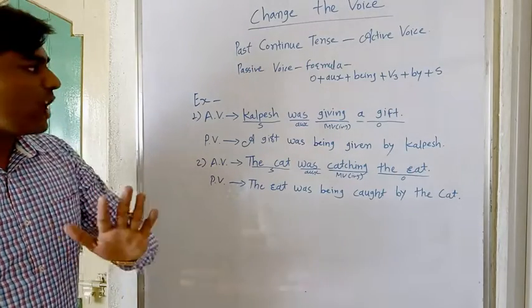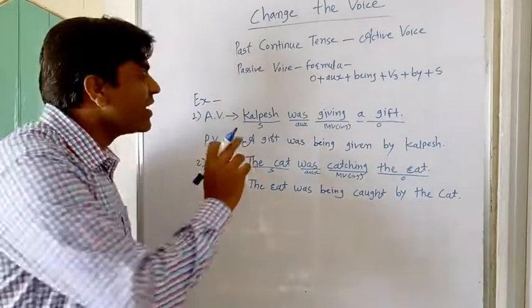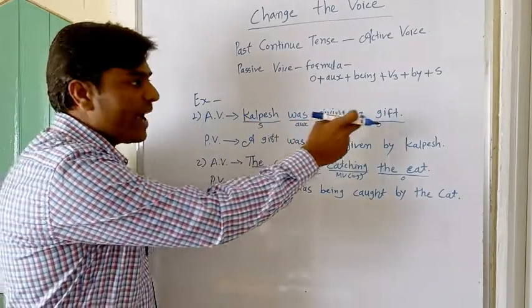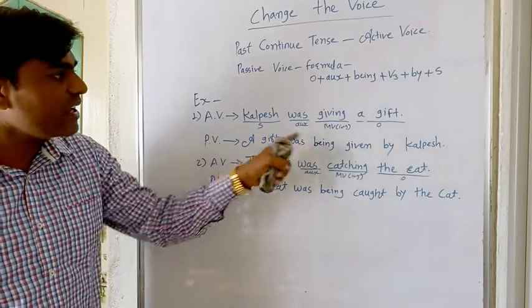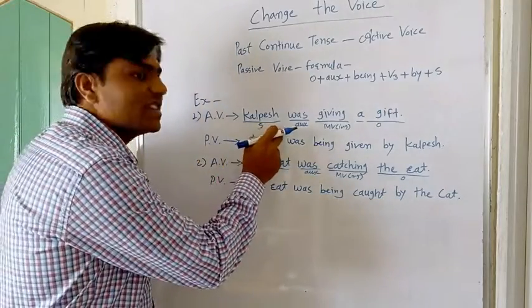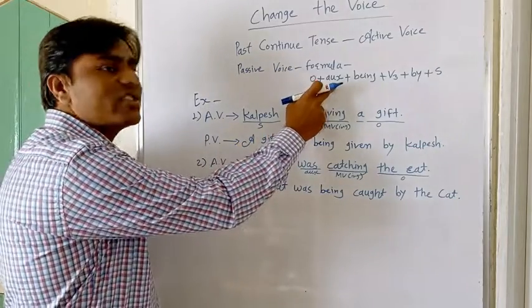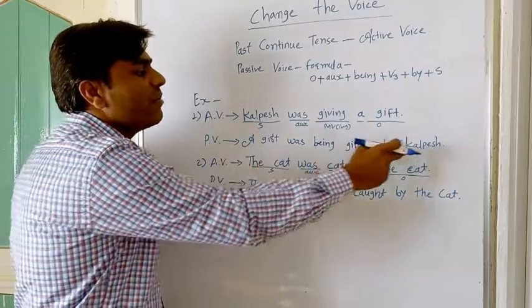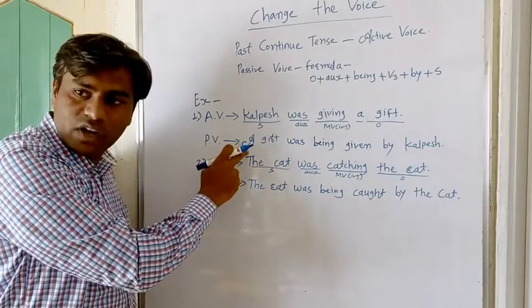Okay? What we did, look, in the first sentence, we first observe and divide the sentence into subject, auxiliary verb, main verb, and then object. Okay? We underline it here. Then after we underline the sentence, we made it into the passive voice using the formula. It is like this: a gift was being given by Kalpesh. We use this formula for changing this sentence into the passive voice.